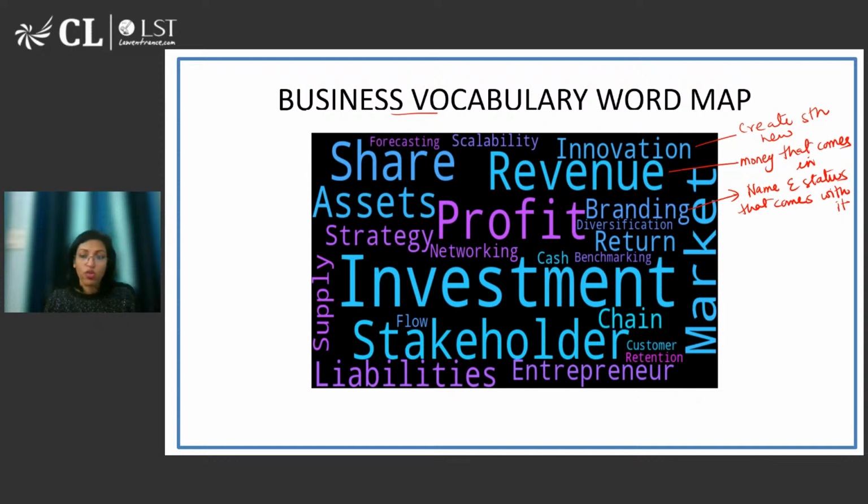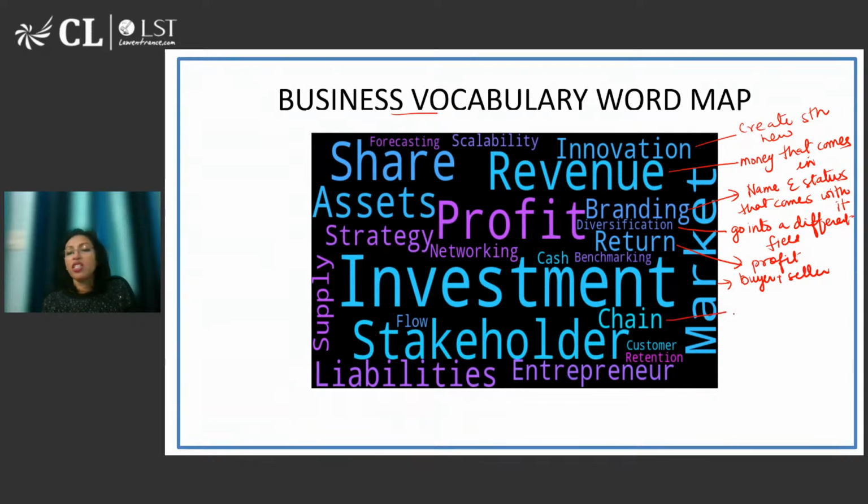So diversification is to go into a different field. That is diversification. When I switch my field or when I work in the same field, but I also look at something else, that is called diversification. Return is profits. So I'm looking for a 20% return on investment. So profit. Market is a place where things are bought and sold, or the sum total of all buyers and sellers at one time who are buying and selling. So that is called market.